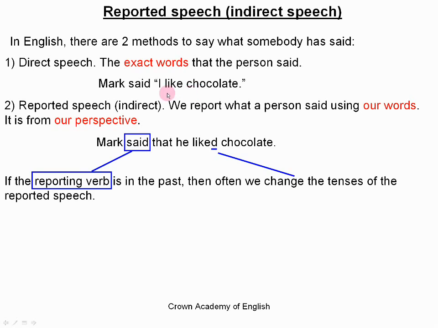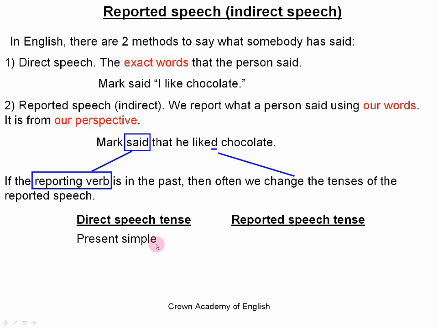So here you can see we have changed the tense. Because here, I like chocolate is in the present simple tense. And when we convert it to reported speech, it has now become the past simple tense. Okay? So, for example, this is what we have seen. The present simple has become the past simple.